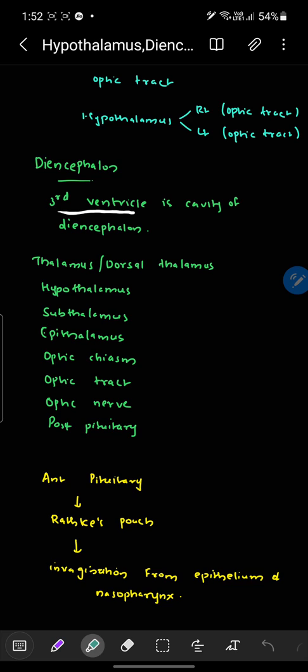Surrounding the third ventricle we have the structures of the diencephalon, that is thalamus, which is also called dorsal thalamus, hypothalamus, subthalamus, epithalamus, optic chiasm, optic tract, and the optic nerve, including the posterior pituitary. That is why the posterior pituitary is also called neurohypophysis, whereas the anterior pituitary comes from Rathke's pouch. In the nasopharynx we have an epithelium, right? There an invagination comes and becomes a pouch which is called Rathke's pouch.